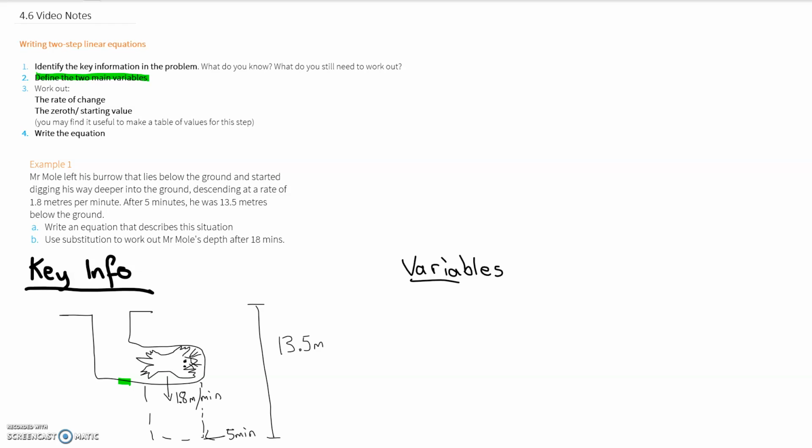So have a think. What is changing in this problem? Well, we know that the amount of time he spends digging is something that changes. So I'm going to define that as a variable. So I'm going to say t is the time spent digging.